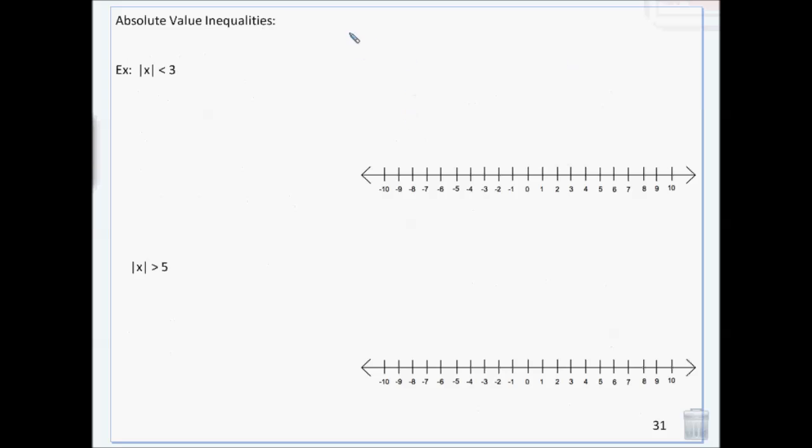Our good old friend, absolute value. Now you'll remember, just like a little note, that when we had the absolute value of x equal to 3, that meant x equals 3 or -3. Do you remember that?